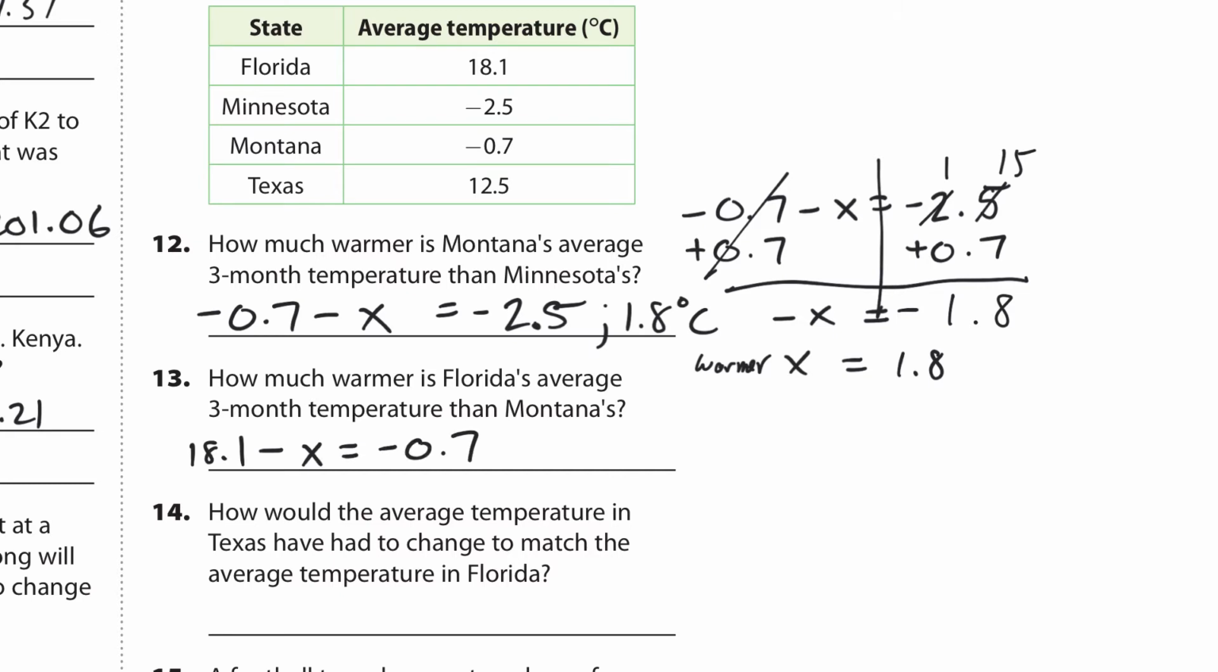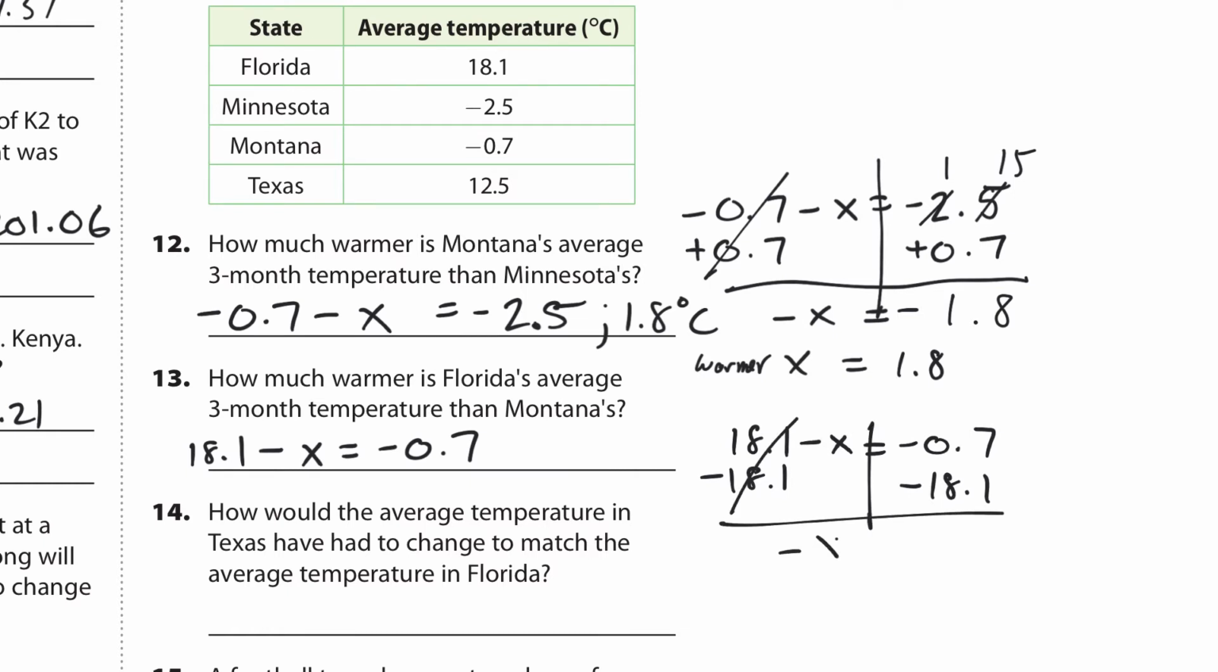So how much warmer? It's warmer, that means something has to go down to reach Montana's temperature. So I'll write that down here. That's 18.1 minus x is equal to negative 0.7. And we have minus 18.1. These cancel. I have negative x is equal to, these are the same signs, so I'm going to add them up. That's going to be 18.8, and they're all negative, so it's negative.